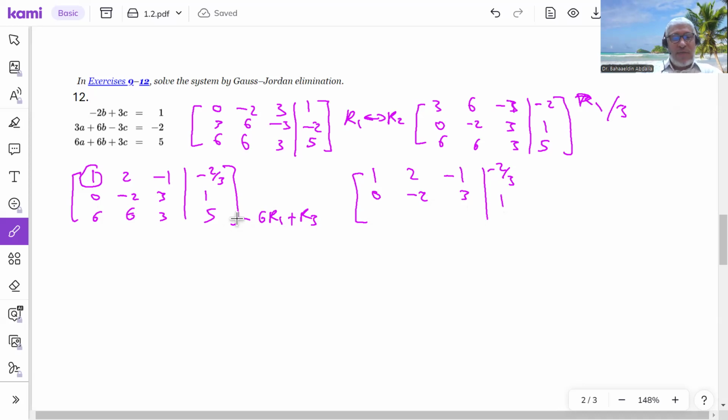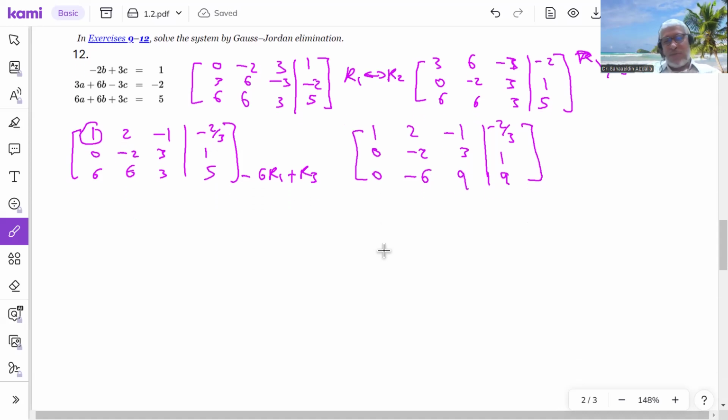This is 0. There is no change in it. And now negative 6 plus 6, this is 0. Negative 6 times 2 is negative 12 plus 6, this is negative 6. Negative 6 times negative 1 is 6 plus 3, that's 9. Negative 6 times negative 2 over 3 is 4. You can use the calculator. Okay, 6 over 3 is 2 times 2, 4. 4 plus 5, that's 9. So now I have this matrix.